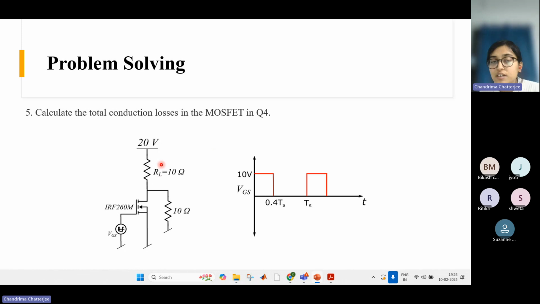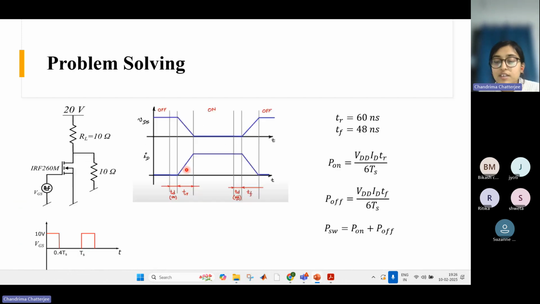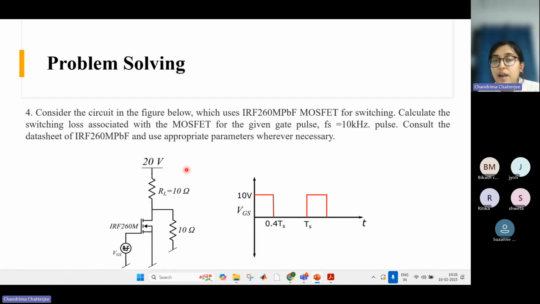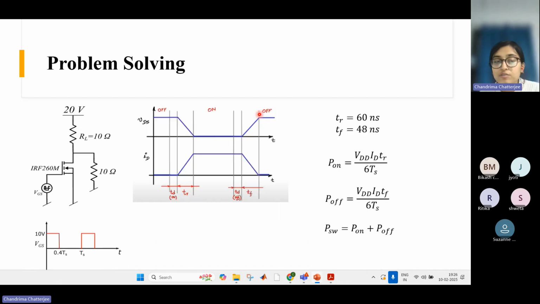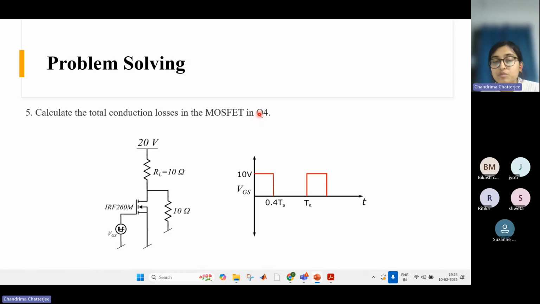You can check here, the part number is provided. This is the part number. If you search this part number on the web, you will get the data sheet and you can check what is the RDS on. You will get the value. That value is 0.04 ohm. We already have RDS on. Now we need to calculate only the RMS current.